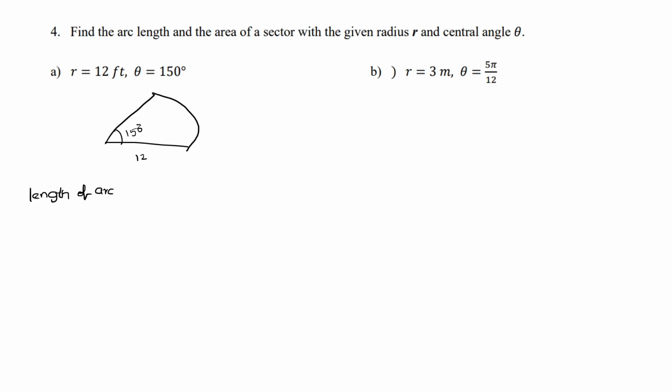Here it was given that we have to find the arc length and area of a sector with the given radius r and central angle. Now we have to remember one formula. Length of arc is given by theta by 360 into 2 pi r. If we have an arc like this, an arc is nothing but the path of a circle.